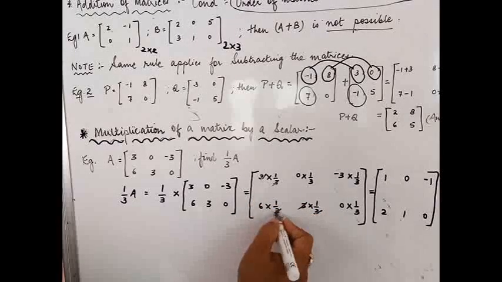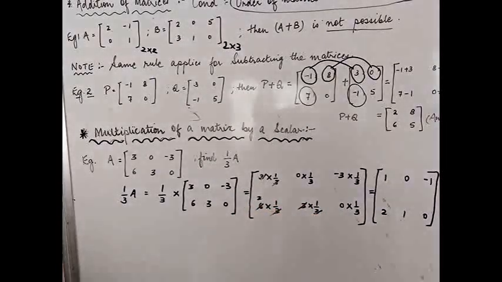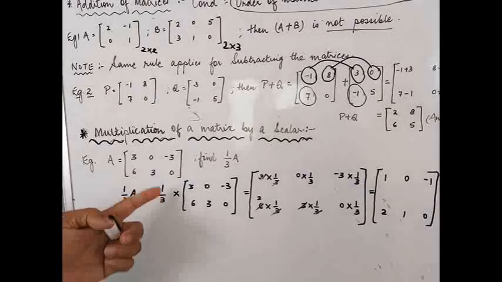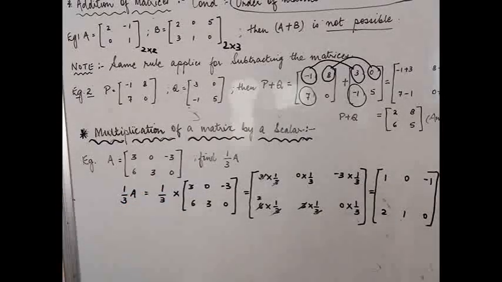3 gets cancelled, then 3 2s are 6. Okay, this is the way you are going to multiply a matrix with a given number. Now this particular number may be a negative number, it can be a positive number, it can be any particular number as far as the number system is concerned.